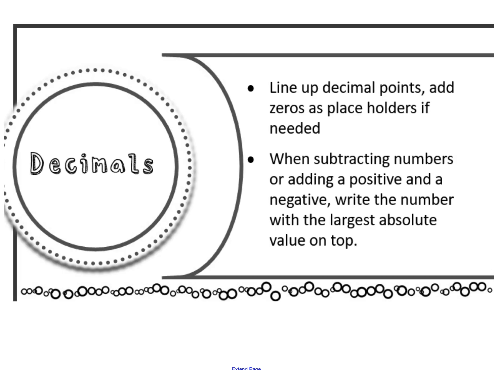So we're going to do just a quick reminder of the rules for decimals and fractions before we try specific problems. For decimals, you need to make sure you line up decimal points, add zeros as placeholders if needed, and when you're subtracting numbers or adding a positive and a negative, you need to make sure that you write the number with the largest absolute value on top. And that's a good thing to do no matter what. If you're not sure, just write the greater absolute value number on top.